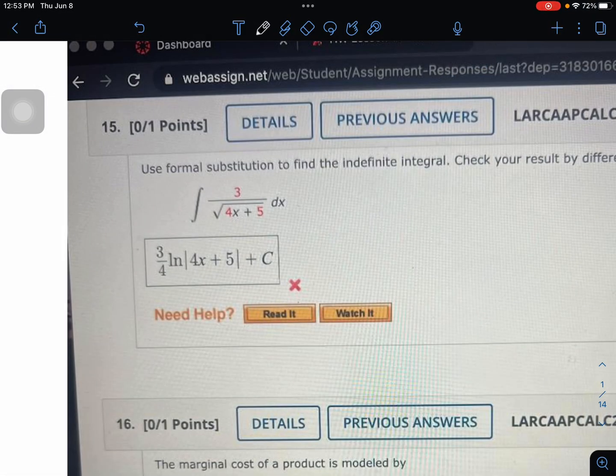All right, so I'm going to go ahead and do number 15. In 15, it's saying use formal substitution to find the indefinite integral. So we're going to take this right here, and we're going to find the indefinite integral using substitution.